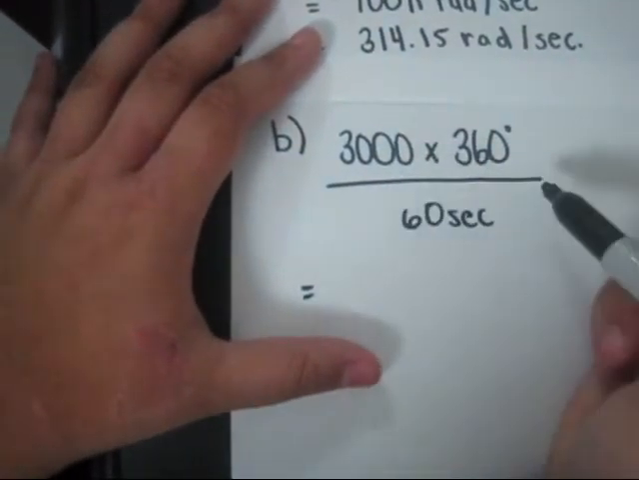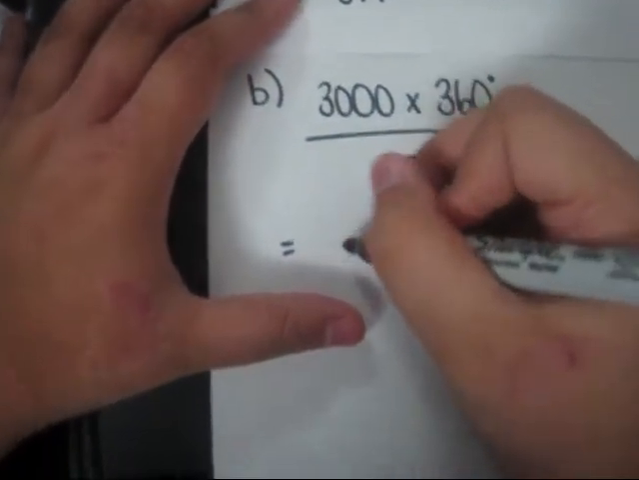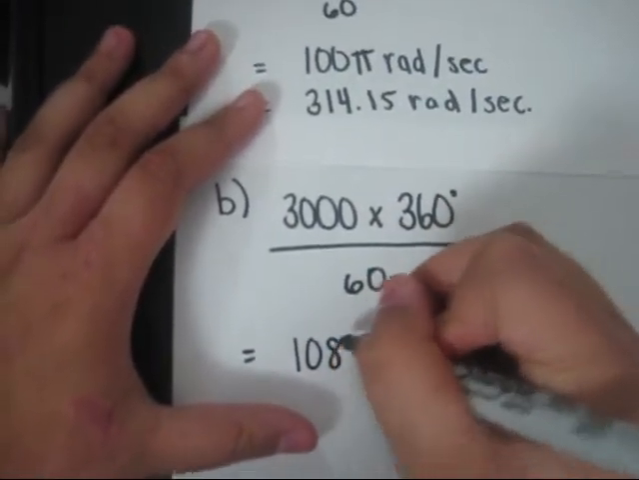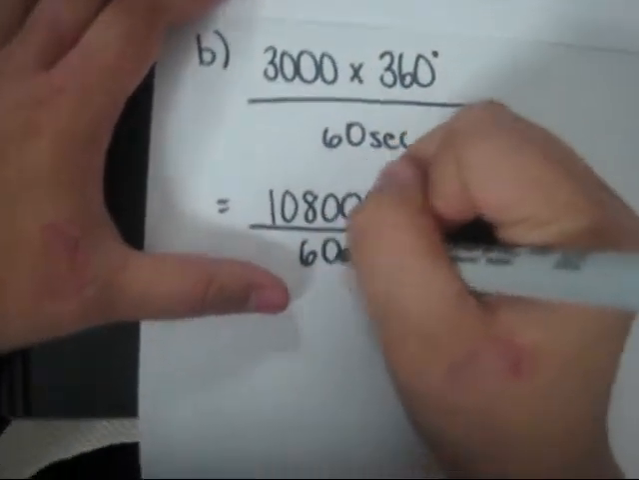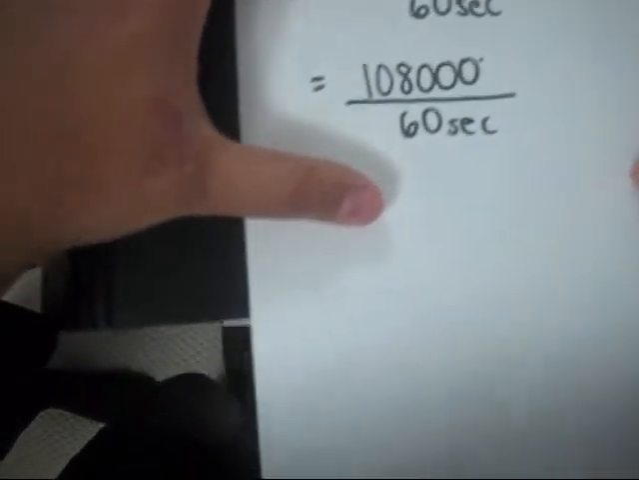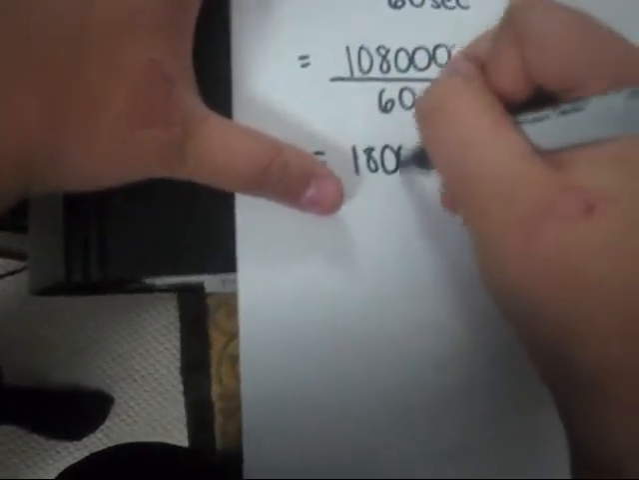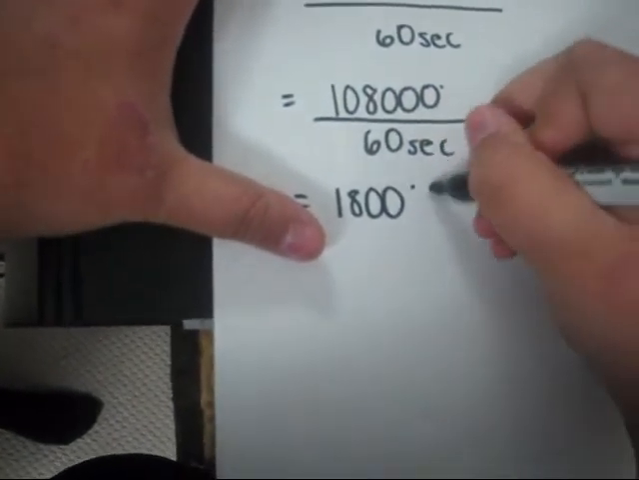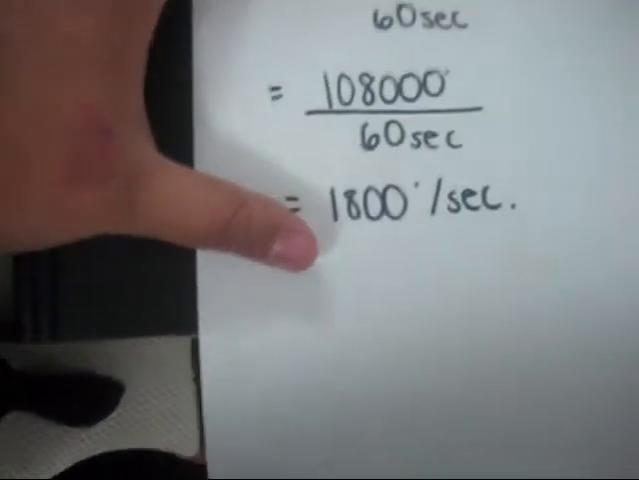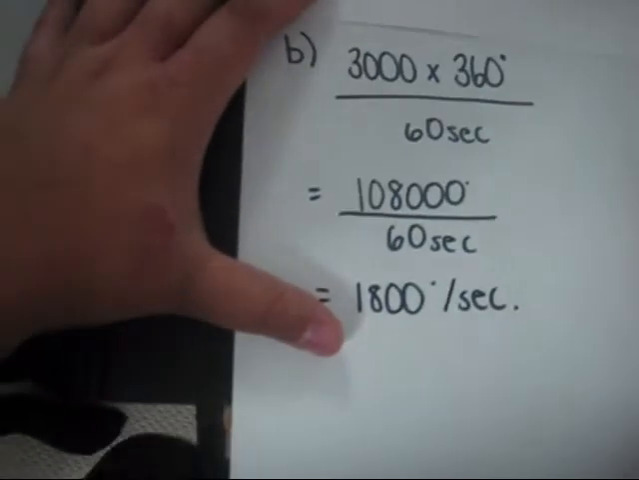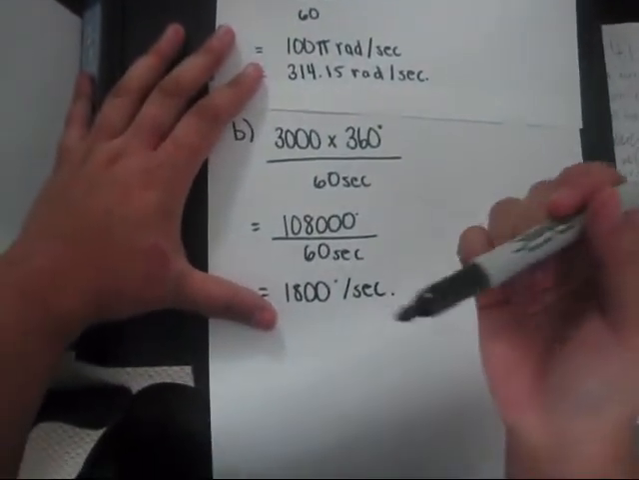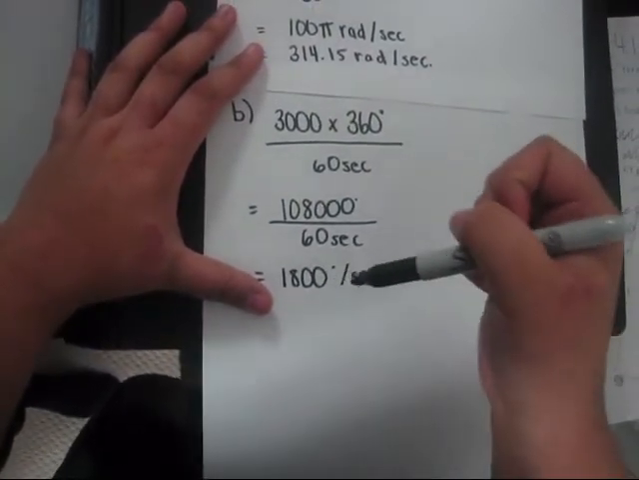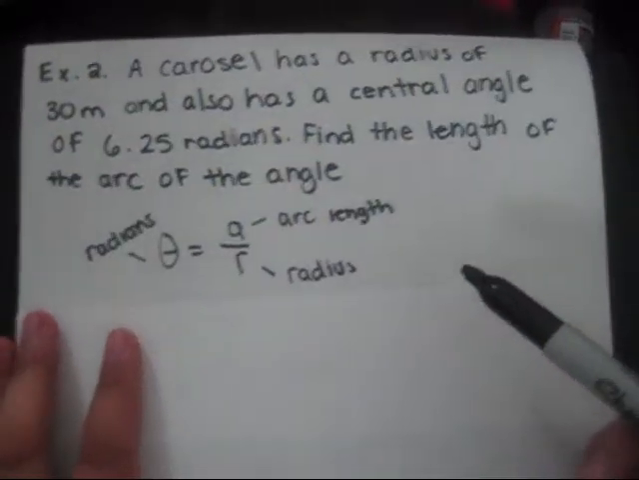So now you multiply 360 by 3,000, which happens to be 108,000, all over 60 seconds. So once you divide these, you get 1,800 degrees per second. So therefore, the exact value of the angular velocity of the Ferris wheel in degrees per second is 1,800 degrees per second. So moving on to example 2.